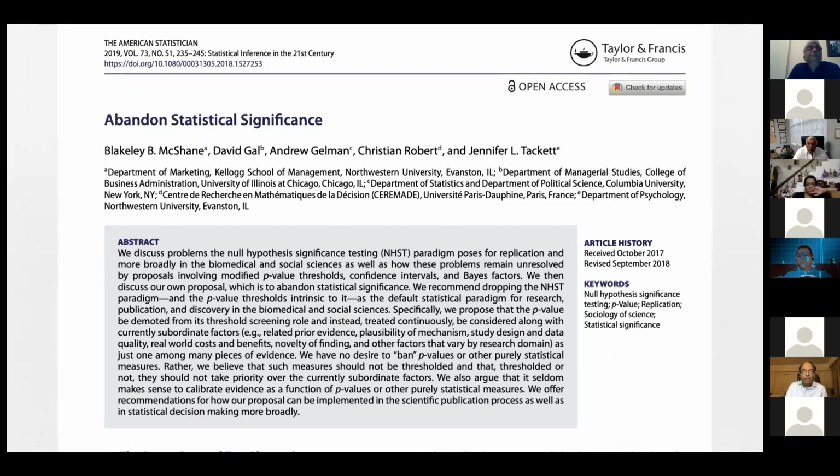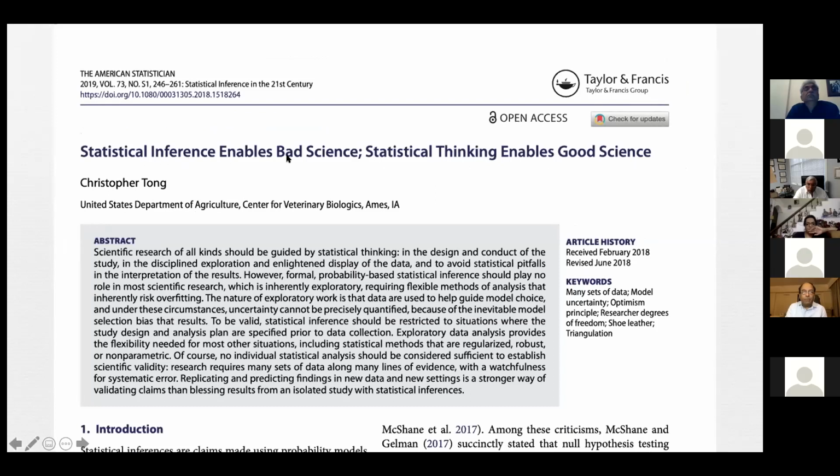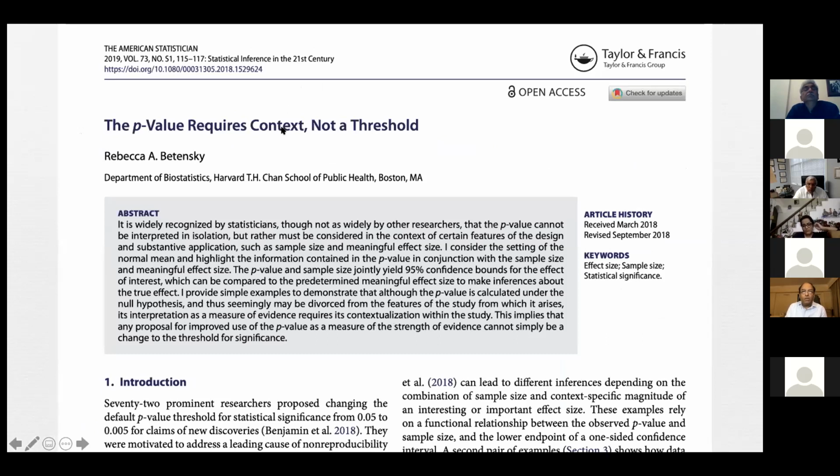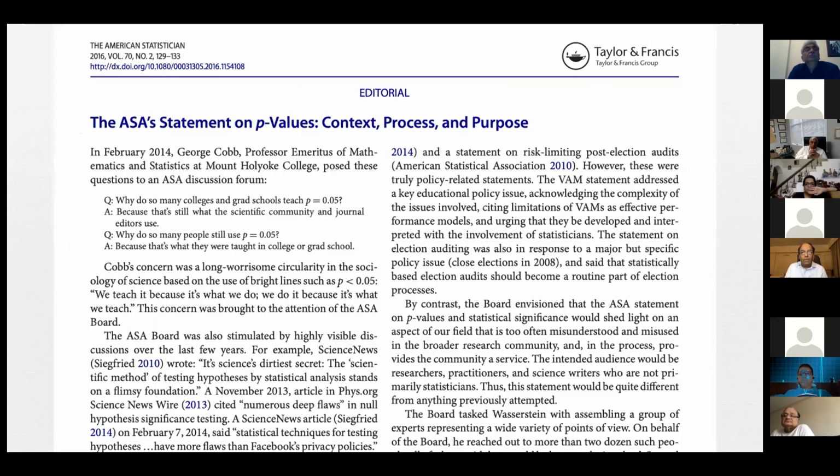There are 43 other articles in the same issue. I commend that issue to your reading, where again and again they say that we must abandon this concept of statistical significance. And they say that statistical significance enables bad science, statistical thinking enables good science. The p-value requires a context, not a threshold. So the thinking that has emerged is that we not only require a threshold; we are just totally dependent on a threshold of 0.05. We should look at the context also, as to why the p-value was obtained and what was the process.